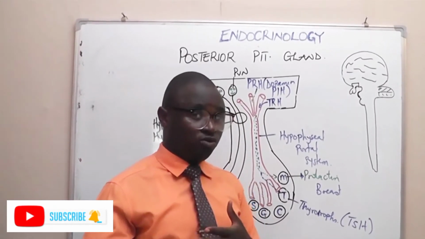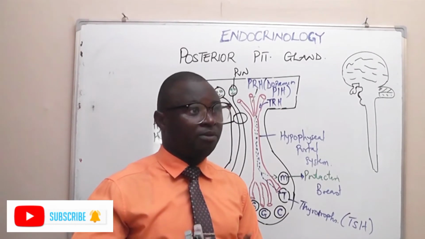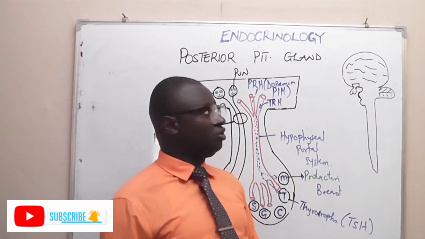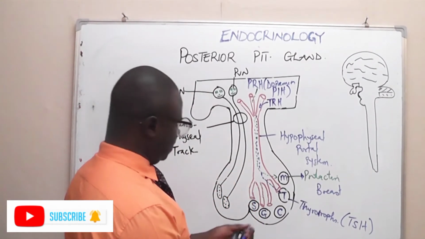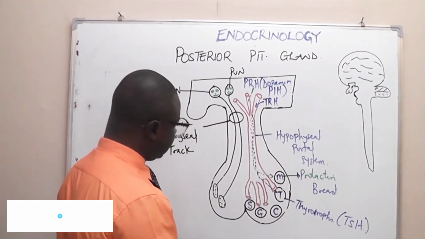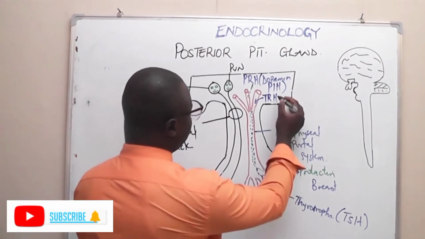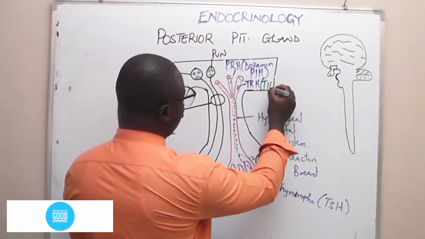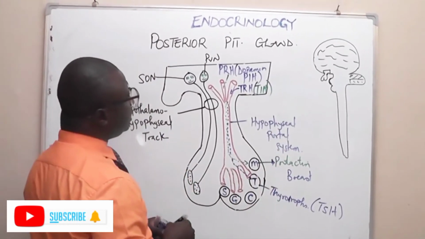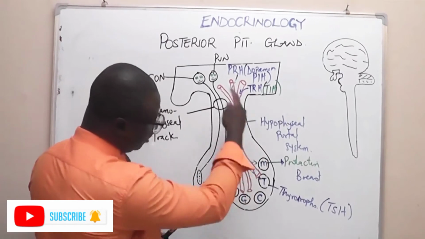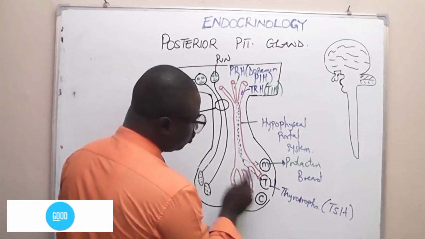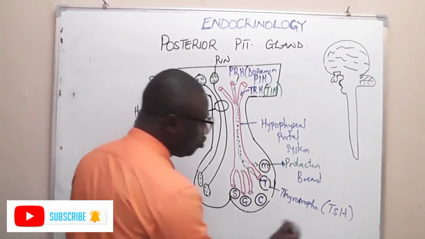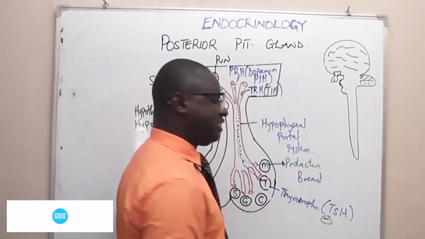Now, when we have high levels of thyroid hormone, like high levels of T3 and T4, by negative feedback mechanism, this mechanism will be inhibited, and then we are going to have another factor produced, which is thyroid inhibiting hormone. Now this will inhibit this pathway, so that means thyrotrophs will not be stimulated again.